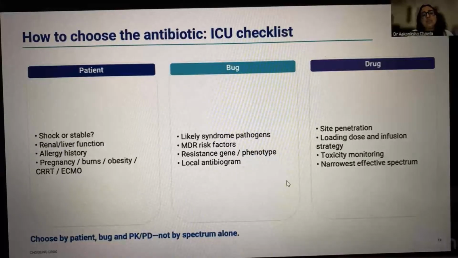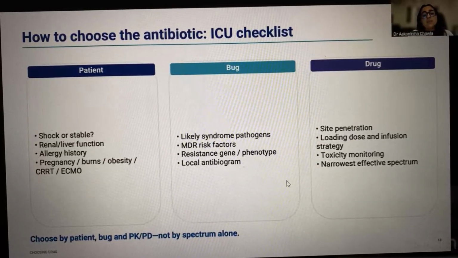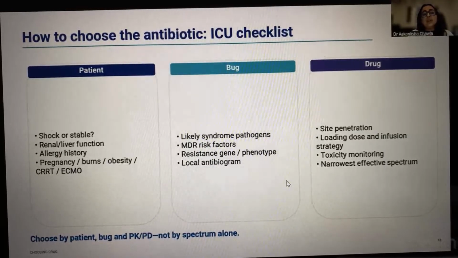So how would you choose an antibiotic? First and foremost is to look at your patient. Is your patient stable or is he in shock? Does he have an associated renal or liver dysfunction? Is he obese? Because that would change your dosing. Is the patient on CRRT or ECMO? Does the patient have burns? So all these would change your choice of drug as well as the dosing.